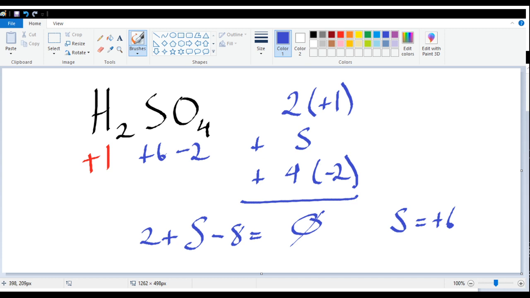So note that 1 plus 6 plus negative 2 is not equal to 0, but 2 times 1 is positive 2, 1 times 6 is positive 6, 4 times negative 2 is negative 8, and that does add up to 0. Okay. So you have to look at it in terms of a collection of atoms, a whole lot of atoms.